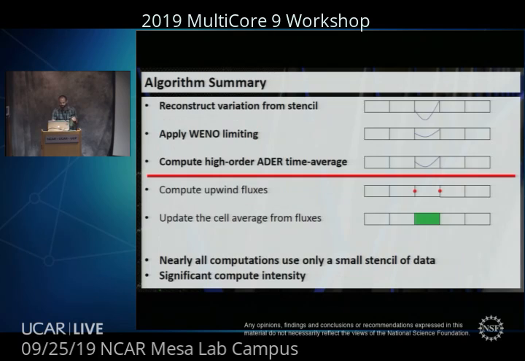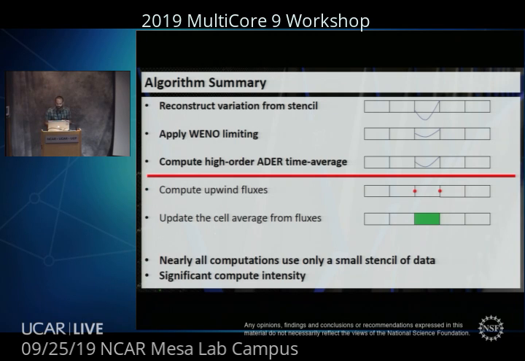So those are the three pieces of it. If we put it all together, this is the algorithm summary for this dynamics approach. You reconstruct variation using the stencil, say 5 cells, 5th order accuracy. You apply WENO limiting using the same stencil of information. You compute ADER time stepping by translating these spatial derivatives into time using something called differential transforms, again, using only that small chunk of data.